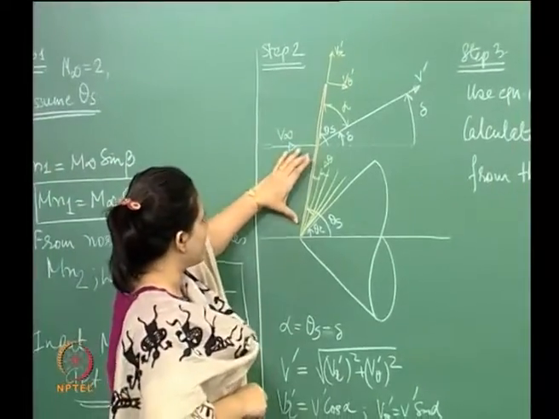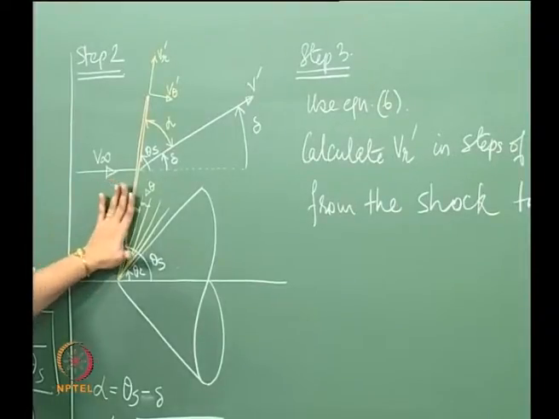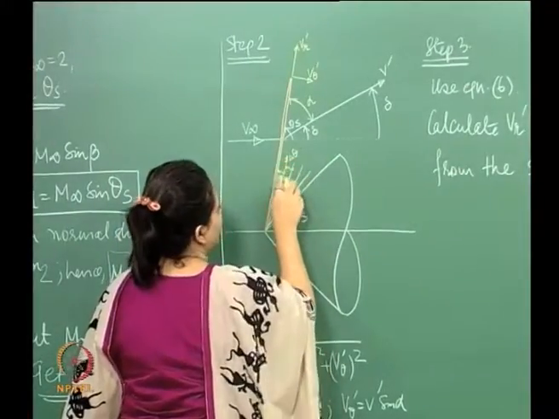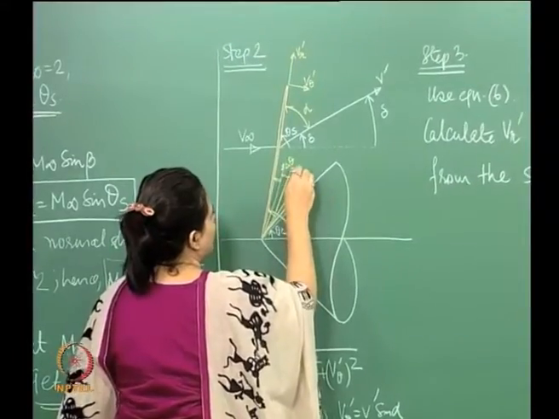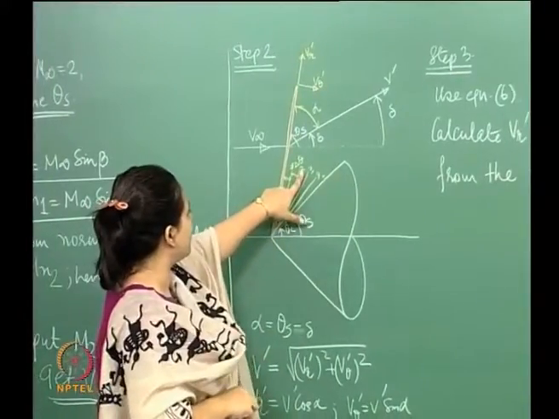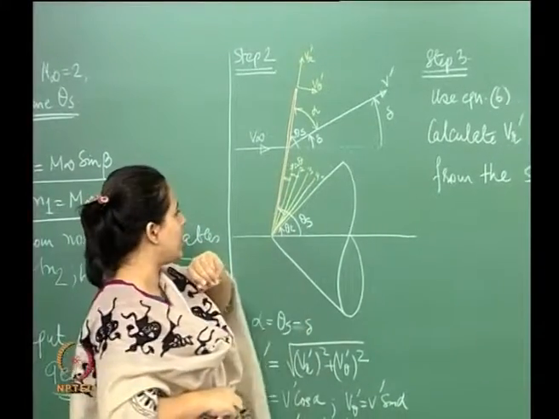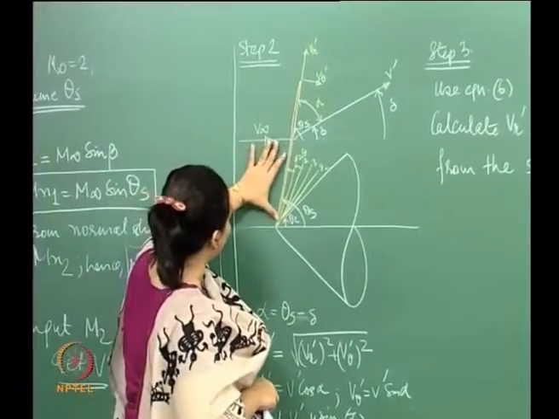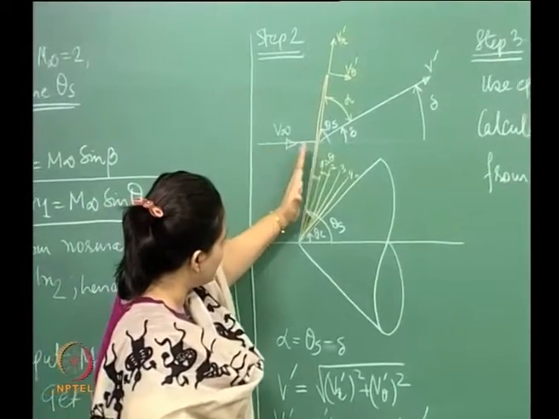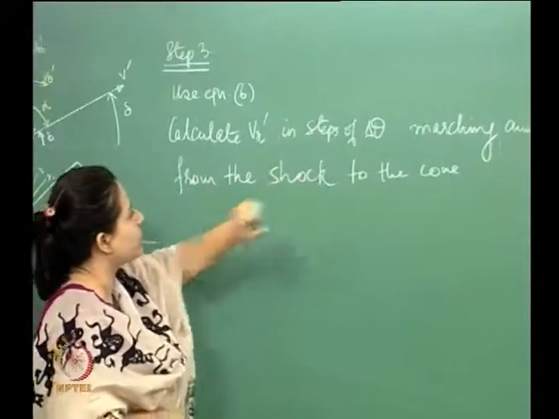So, what we will do is we will start from here, calculate the v r dash, okay, and then again come onto this next radial line, calculate the v r dash there, go to the next radial line, calculate the v r dash here, go to the next one, calculate the v r dash there, and so on and so forth. So, we will start near the shock, march away from the shock and towards the cone. Okay. So, calculate this v r dash in steps of delta theta.